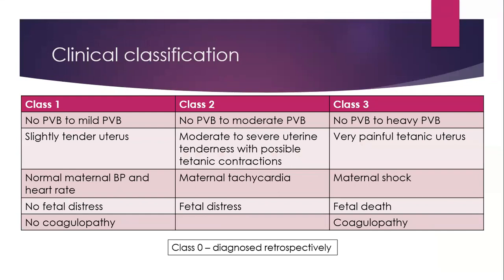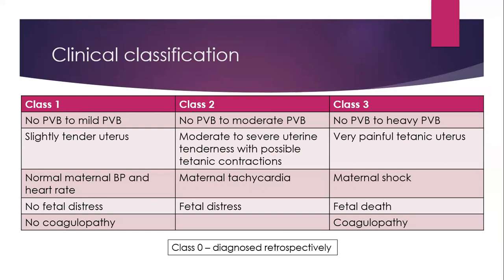So your clinical classification of placental abruption is based on the signs that you have picked up and the symptoms. Important to notice here, no PV bleeding does not exclude a severe class 3 placental abruption. If there is no PV bleeding, but all the other signs, it is still a class 3 placental abruption. It's just a concealed one. So PV bleeding can assist you if it is there, but if it's not there, do not exclude the diagnosis. Do not underestimate the severity of the diagnosis.